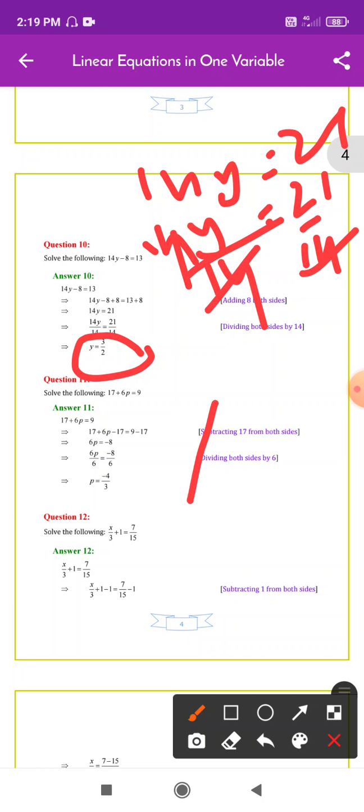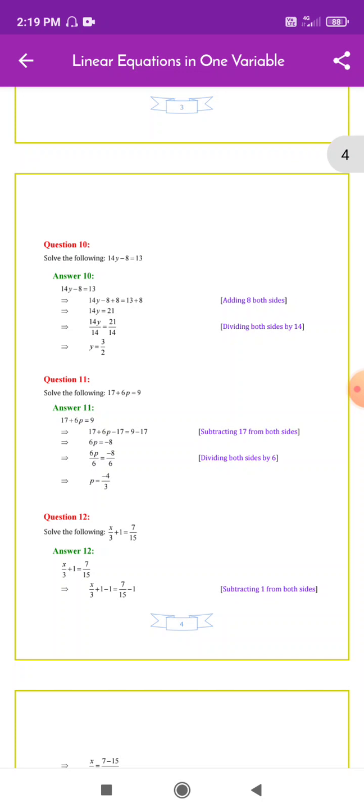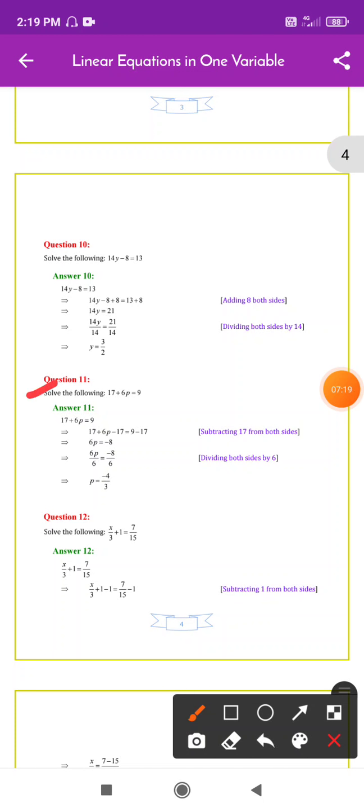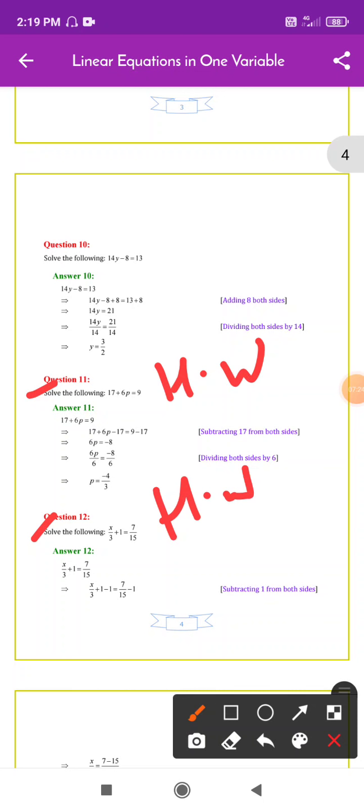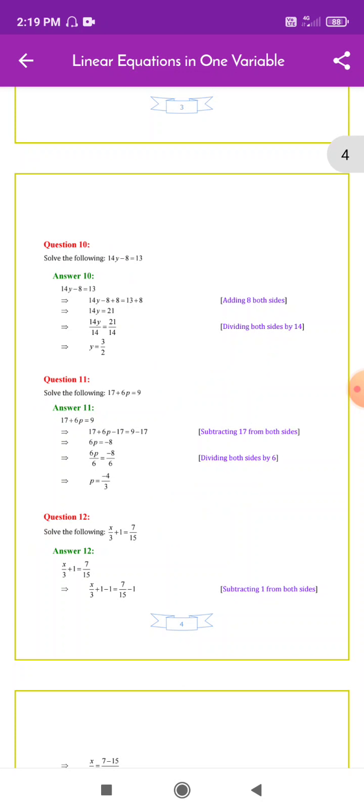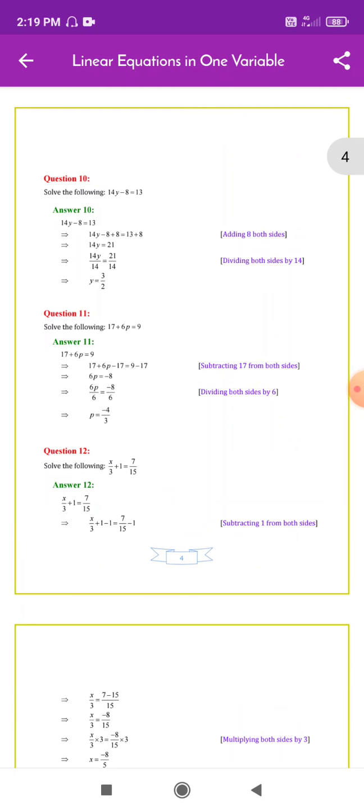Question number 11. Question numbers 11 and 12 you can do on your own. Okay students, this is your homework, so do it properly, and if you have any doubt you can ask me. This one and this one will be your homework. Okay students, copy all these exercises in your notebook. Okay students, up to 12 we have completed this exercise 1.1.